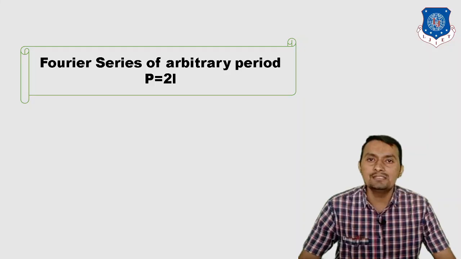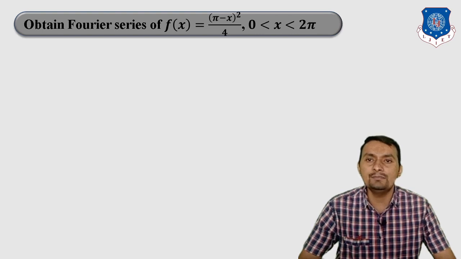Now we are going to consider Fourier series of arbitrary period T is equal to L, and based on that we will solve all these examples. So now first let's have example number 1. Obtain Fourier series of f of x is equal to (pi minus x) raised to power 2 divided by 4 with the interval that is 0 to 2 pi.